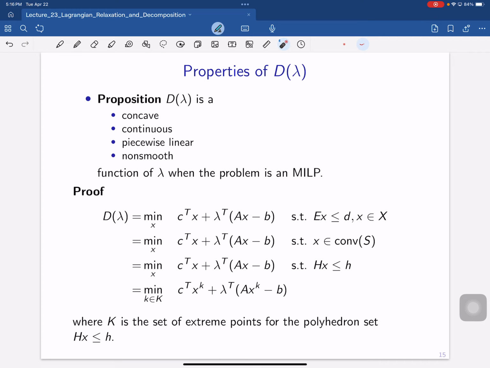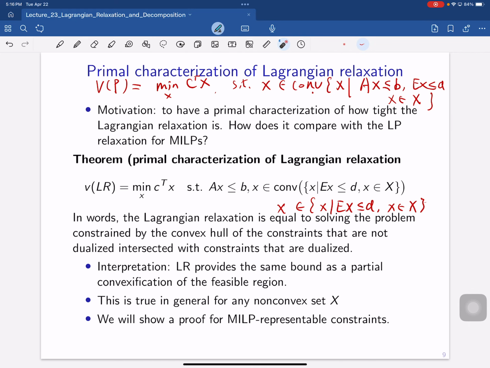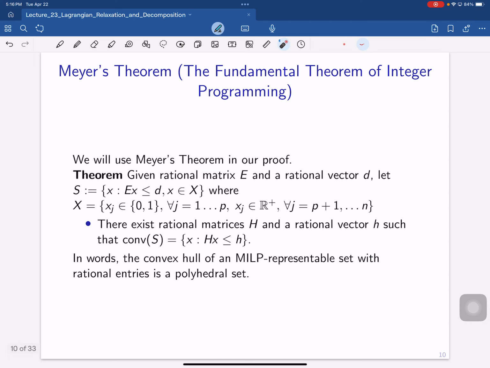Okay, I actually have that theorem in the slides. Let me show you real quick. It is in the proof. So this is something called Meyer's theorem. We discussed it before in the lecture on cutting planes, just to refresh your memory.